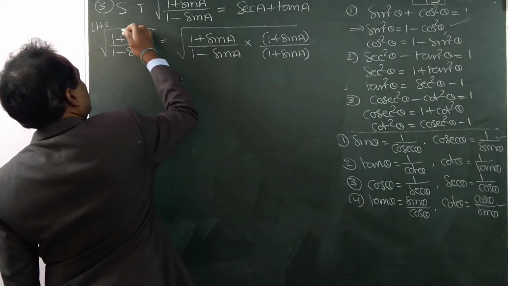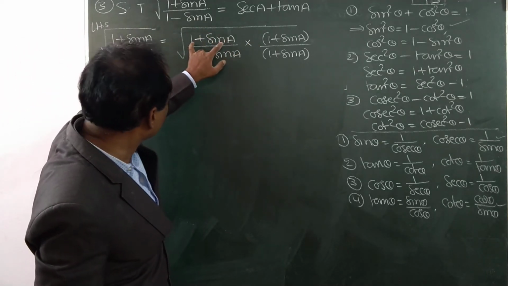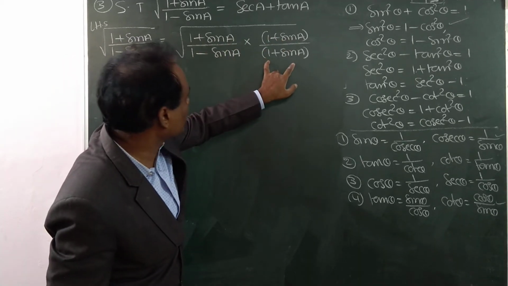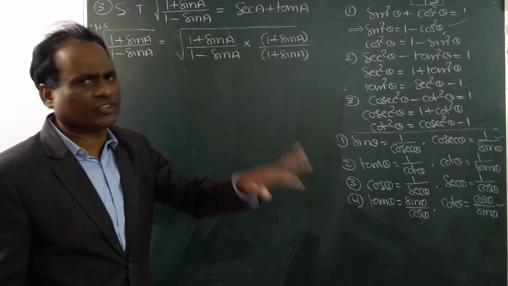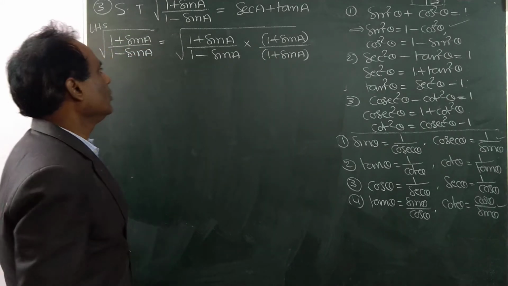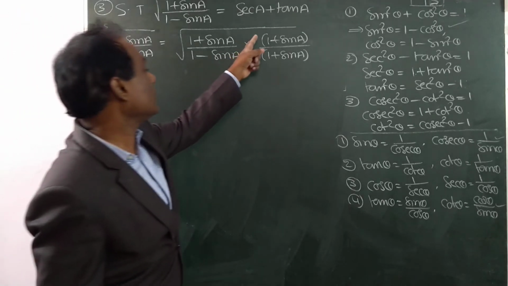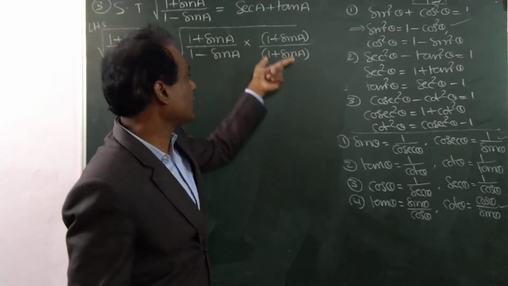See, this is the question. Multiply the numerator and denominator with 1 plus sin A, that is 1 plus sin A by 1 plus sin A. If you multiply like this, there is no change in the value, since 1 plus sin A cancels, nothing. For simplification, I am multiplying the numerator and denominator with 1 plus sin A.